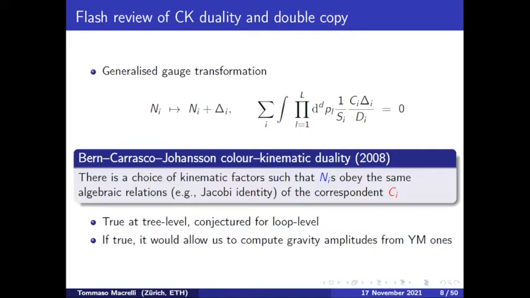So there is a choice of kinematic factors such that they obey the same algebraic relations, antisymmetry and Jacobi identity, as the corresponding color factor. This is surprising and incredible on its own, but if it is true, it would imply something really powerful. We can use this statement to compute gravity amplitudes from Yang-Mills ones. This is proven to be true at tree level, and it was only conjectured for loops.